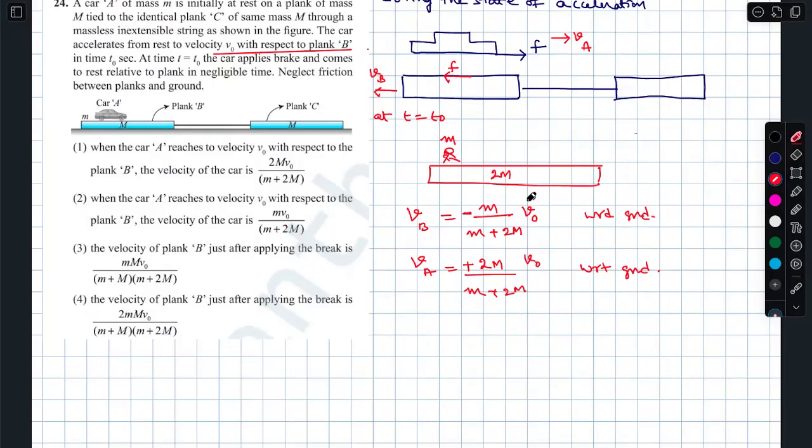So therefore, for the 24th question, when the car reaches velocity V naught with respect to the plank B, you want the velocity of the car. Car means the upper part. When one is correct, two is wrong.